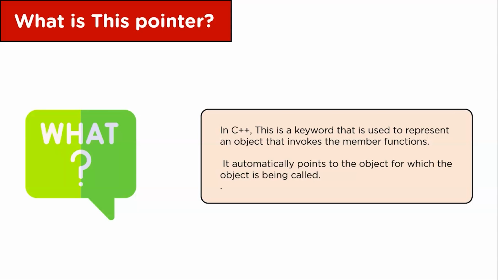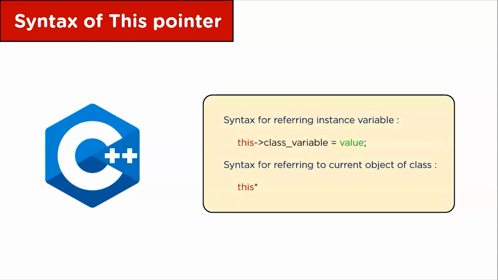Now let's learn about the syntax of this pointer. The syntax for referring to a class variable or instance variable would be this keyword, then the arrow operator with the class variable equal to the local variable value. And the syntax for referring to the current object of the class would be this with the asterisk sign or dereference operator sign.